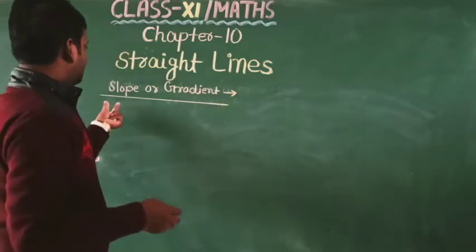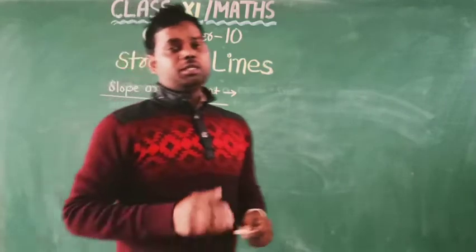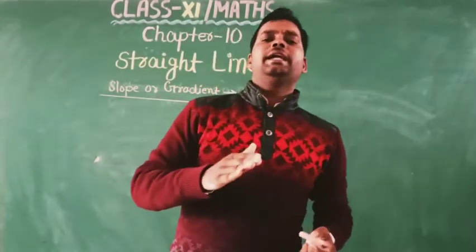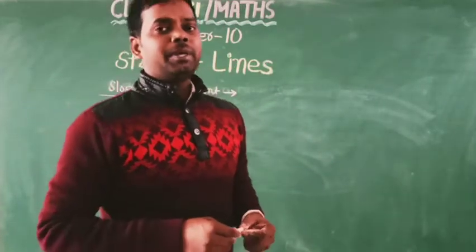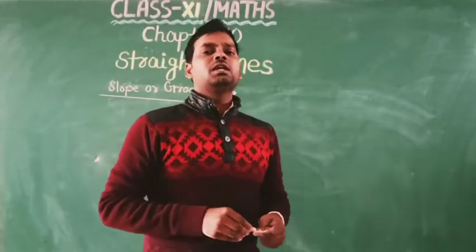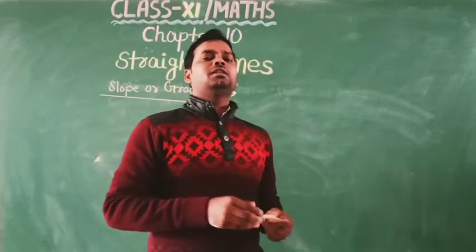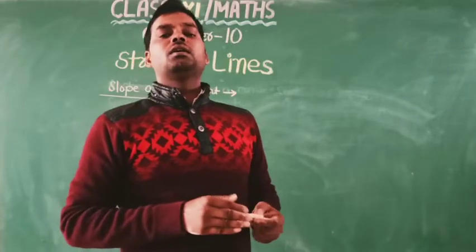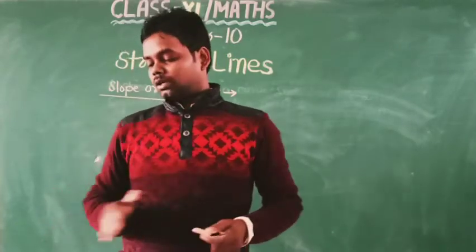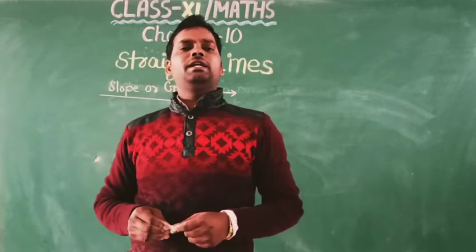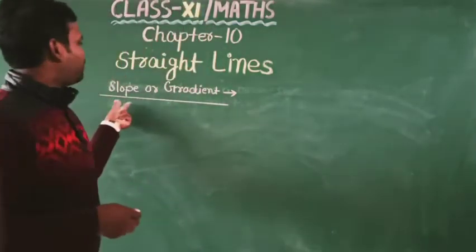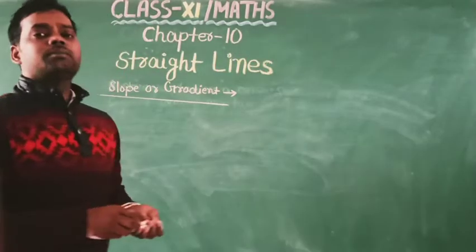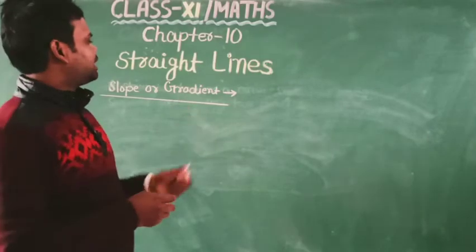Children, the slope or gradient we see around us, where children slide. In a play area or sport area we can see sliders where children slide. This means having an inclination with the ground in sliders. Same is the slope or gradient. What is the slope or gradient of the straight line?